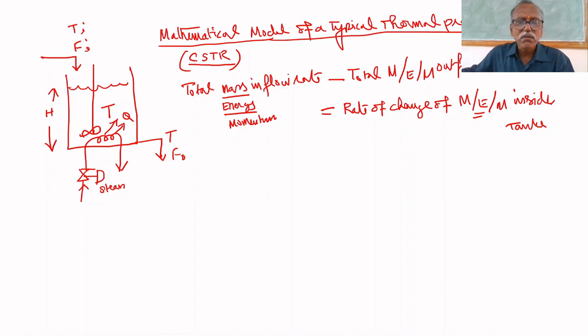So what is the total energy into the tank? Total energy entering, total energy leaving the tank. For mass it means flow rate; for energy it means total energy entering minus total energy leaving equals rate of change of energy inside the tank.